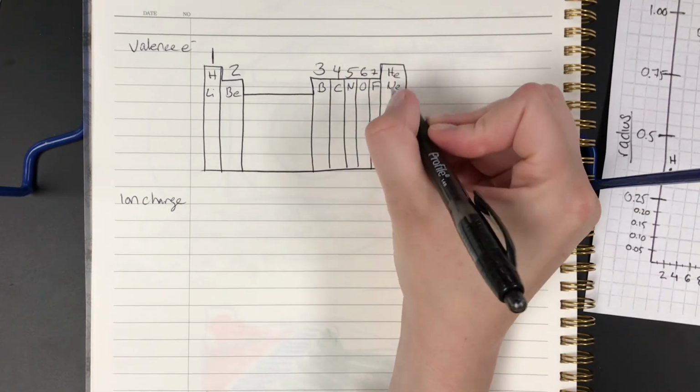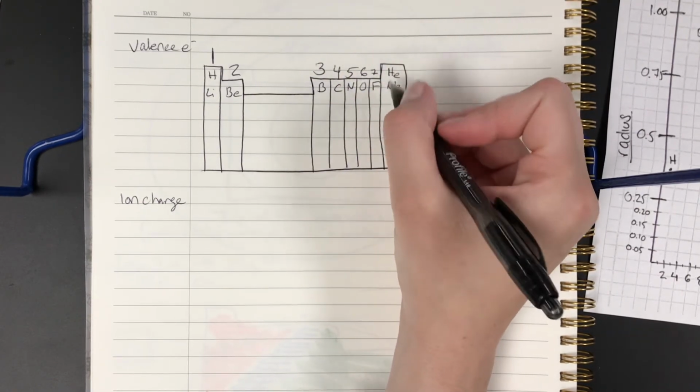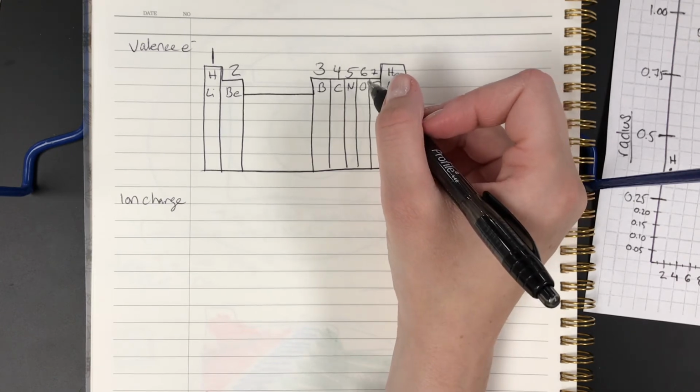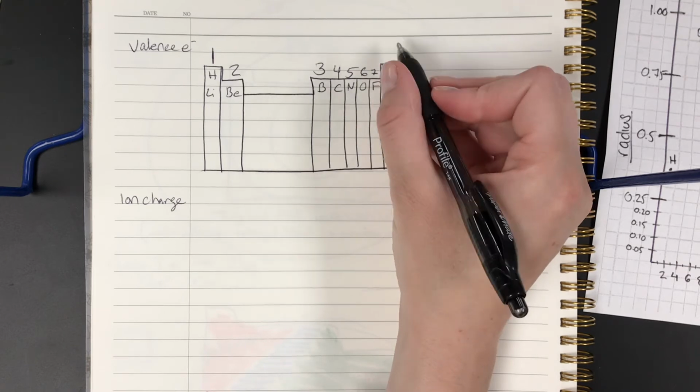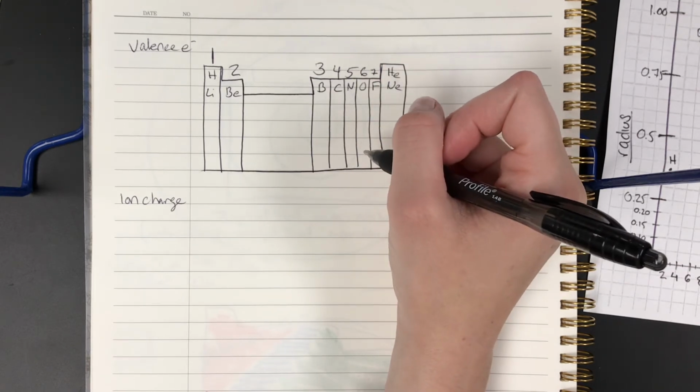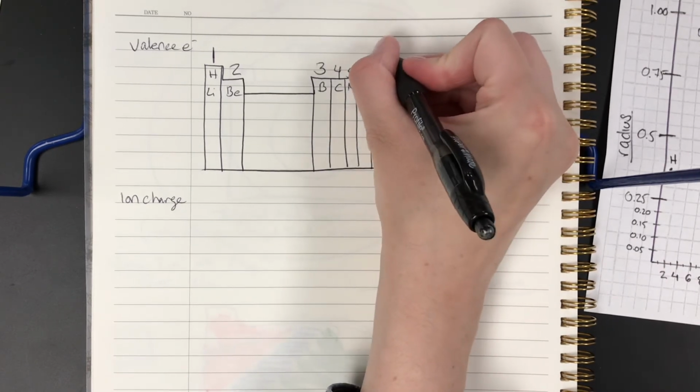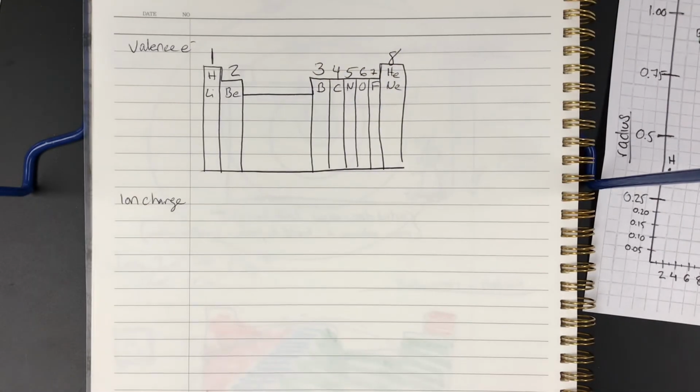How about these guys over here? 8. So for most of them, 8. Helium is the exception to that because it has a full valence shell with 2. But you know, that's the exception that kind of proves the rule. So in general, they have 8 valence electrons.